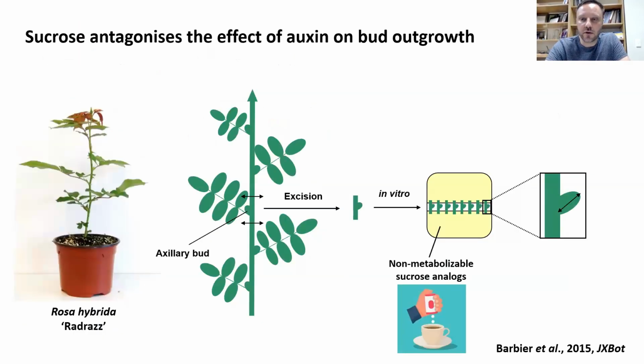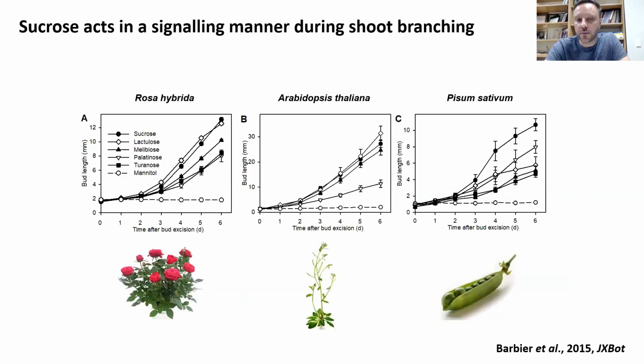And so, for example, in this work that I did in Rose before arriving to Australia, we used single internodes with one single node, and we fed different sucrose analogs. And so we did that in different species, Rose, Pea and Arabidopsis. And what I ask you to see here is just that the control is at the bottom, so the buds are not growing out, and that sucrose and its analogs, which are not going through metabolism, can trigger bud outgrowth, showing that sucrose is involved in a signaling manner during shoot branching.